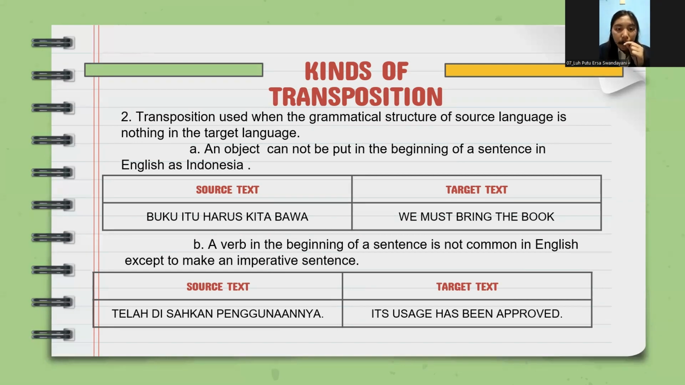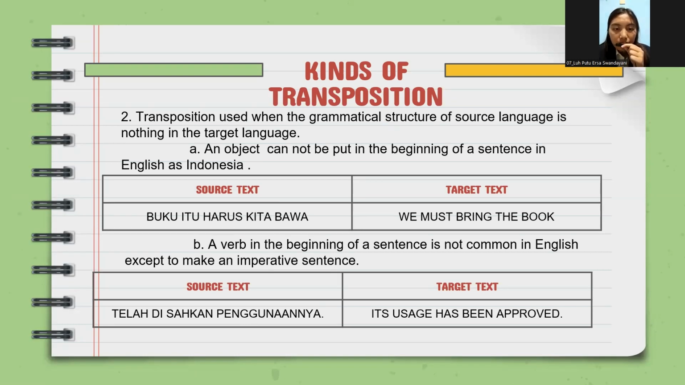Okay, number 2, transposition used when the grammatical structure of the source language is nothing in the target language. The translator will use this kind of shift if he finds that none of the equivalent grammatical structure exists in the target language. This translation is used when the grammatical structure has two types. Number 1 is an object cannot be put in the beginning of a sentence in English as in Indonesian.